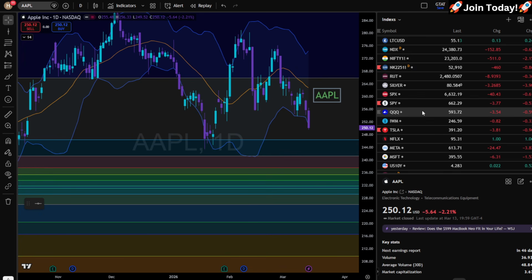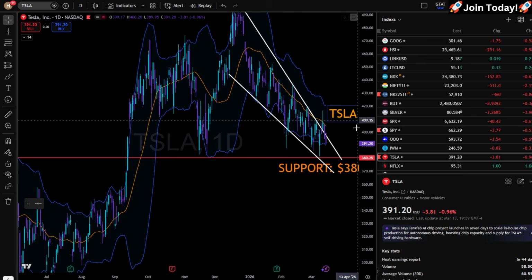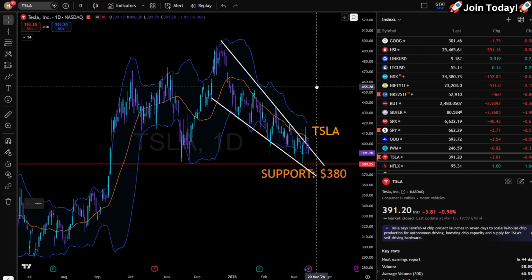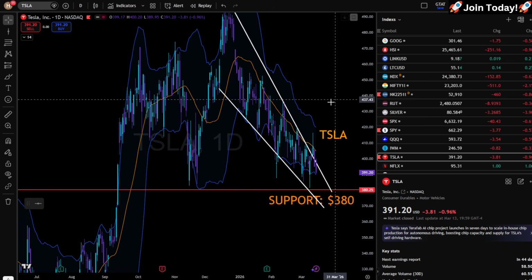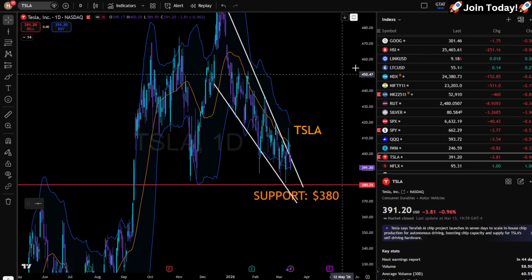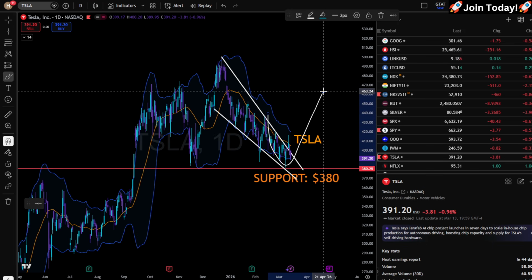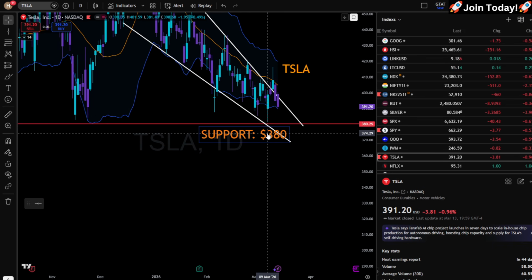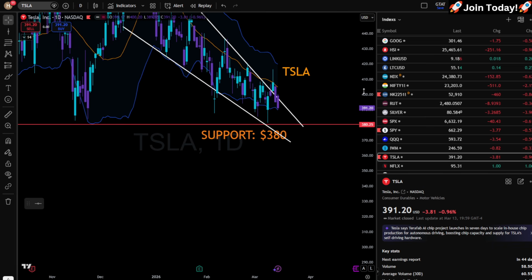Pragmatically speaking. Next, let's go ahead and take a look at Tesla. Very, very fond of Tesla here. Tesla is creating a falling wedge pattern into a major level of support. Support is 380. Falling wedge patterns are extremely bullish patterns that lead to bounces. Tesla is creating that pattern, and it's at 380, which is a very, very important level of support. As we are at this level of support, we can definitely bounce.